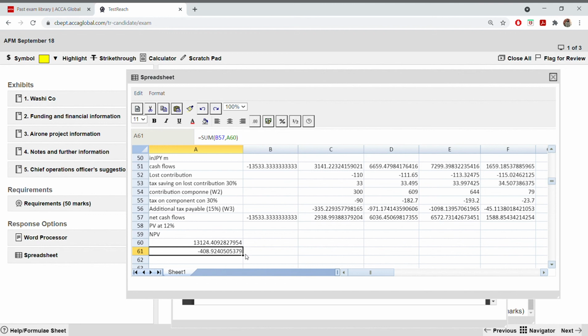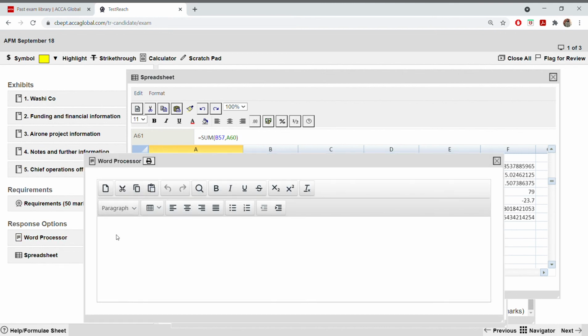Okay, so we have finished doing all the calculations. Now you have to go into the word processor and write the report. When you write the report, you have to write a report to the board of directors, Vashi company, and then an introduction. Okay, what would be your introduction?